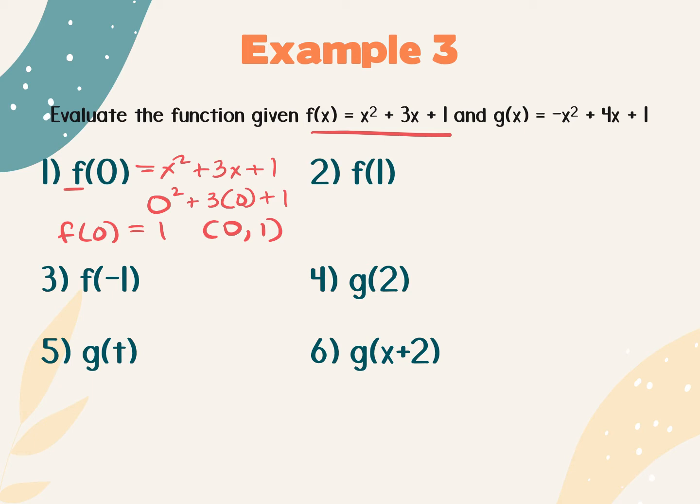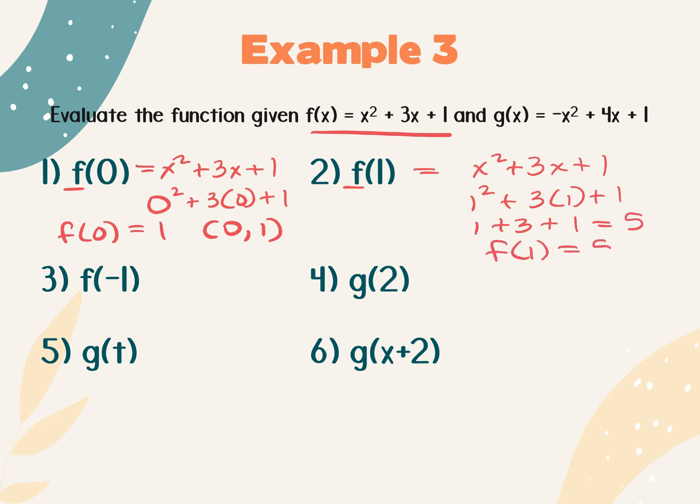For number 2, again, same function. It's the f of x function. So again, I'm going to take x squared plus 3x plus 1. Every place that I see x, I'm replacing it with a 1. Going to follow order of operations, and then I'm going to add 3 plus 1 plus 1, and I get 5. So f of 1 equals 5, and again, as an ordered pair, what went in for x was 1, what came out for f of x or y is the 5.